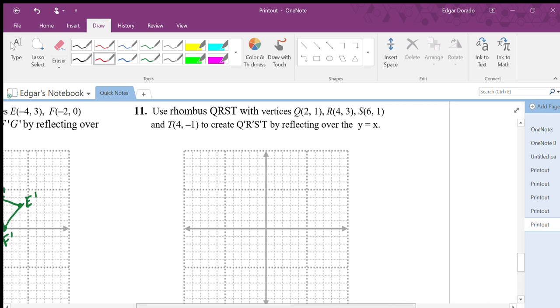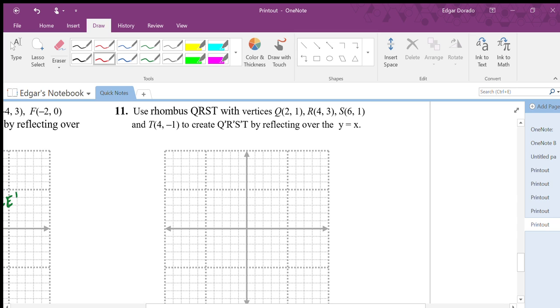Now this next one, we want to go ahead and use this rhombus QRST with vertices (2, 1). So let's graph it. (2, 1), (4, 3), (6, 1), and (4, -1). So this is my rhombus here. So it was Q, R, S, T. Okay, and I want to reflect over the line y equals x.